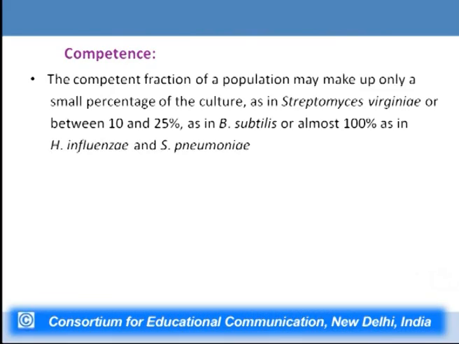Of the culture. Now, the competent fraction of a population may make up only a small percentage of the culture, as in Streptomyces virginiae, or between 10 to 25% as in Bacillus subtilis, or almost 100% as in Haemophilus influenzae and Streptococcus pneumoniae. So, basically, how many cells at a given time in a culture medium are competent again varies from species to species. If we say that culture has developed competence, it does not mean that all the cells in the culture medium at the given time are competent. That means they are able to uptake the free DNA.